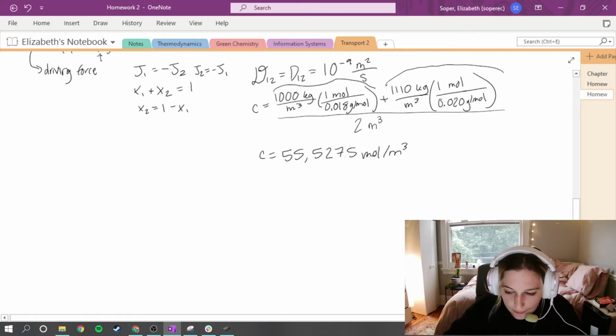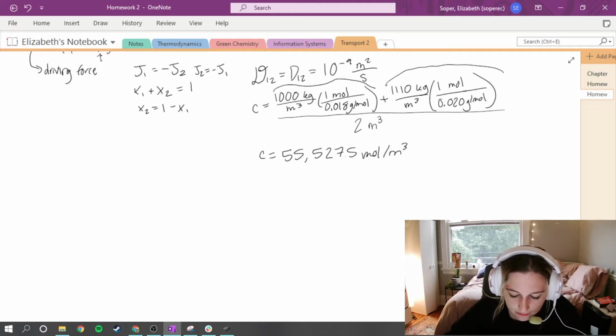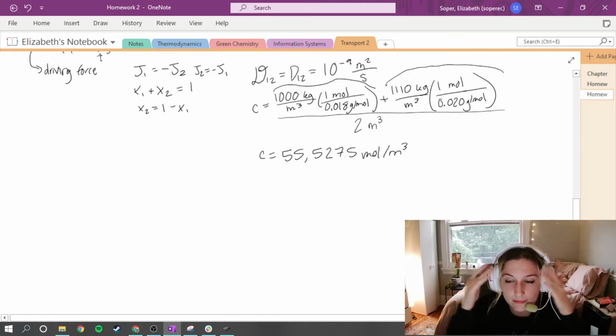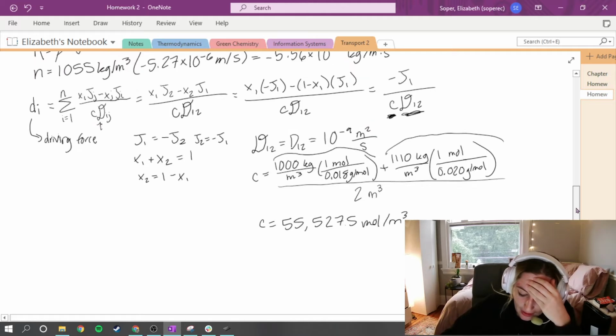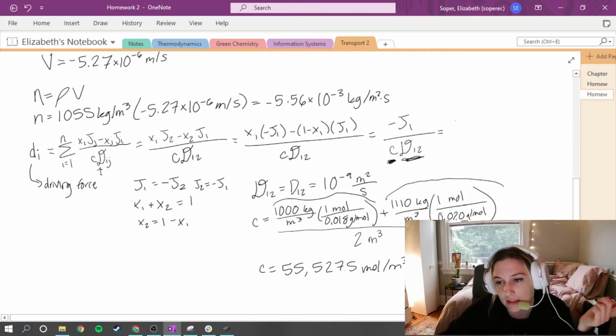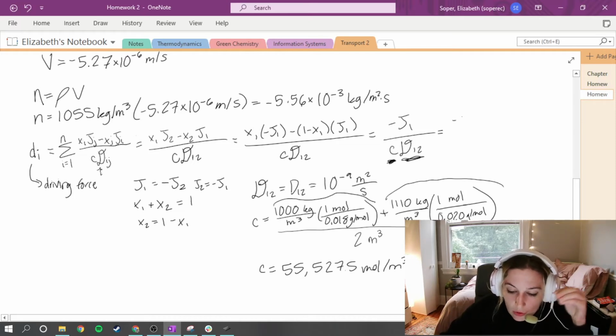Great. So next, we have the molar concentration and the Stefan-Maxwell diffusivity. So we can go ahead and plug it into this pretty simple equation, and we know that the molar diffusive flux at t equals 0.1 seconds is 2.78 moles per meter squared second, because that was given in the problem. So I'm going to write that in here.